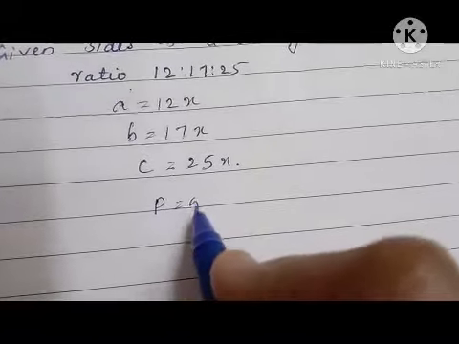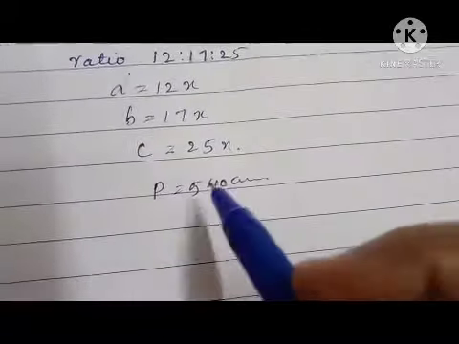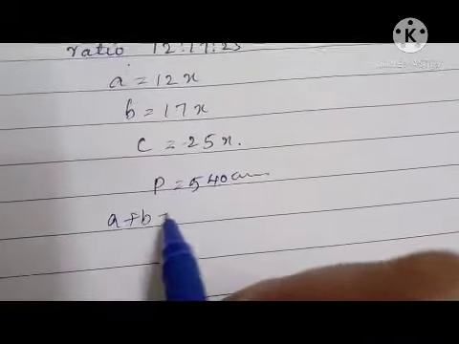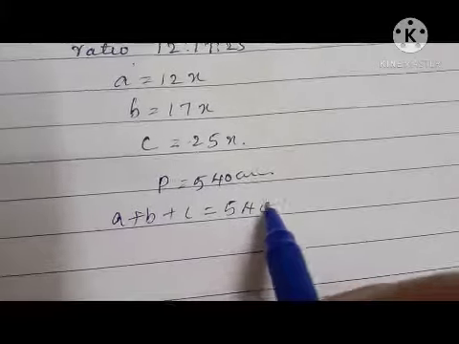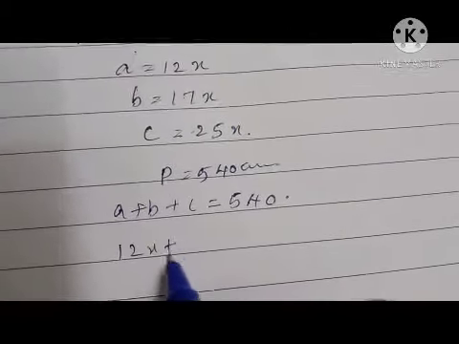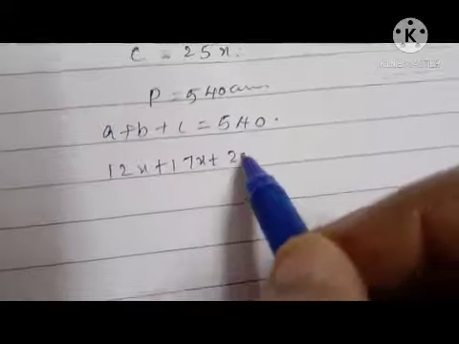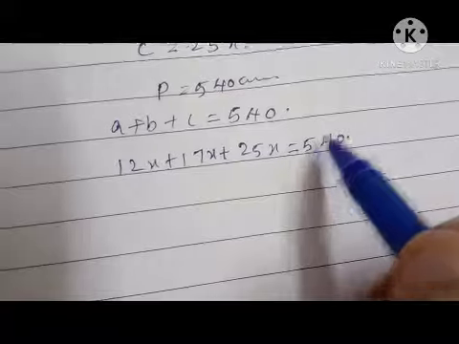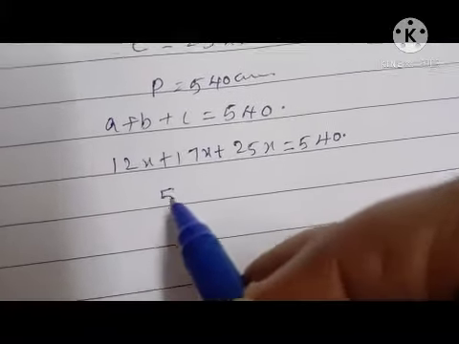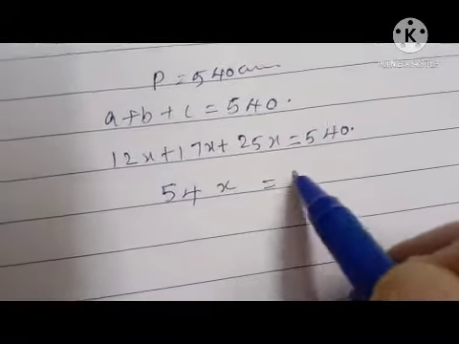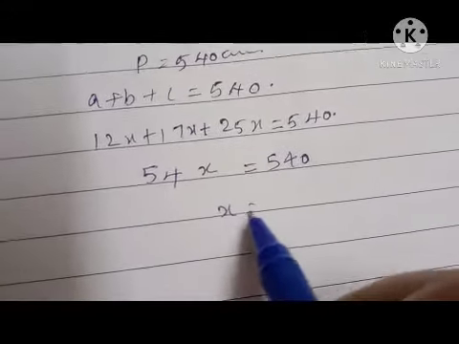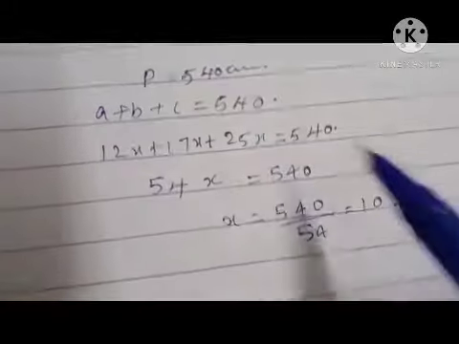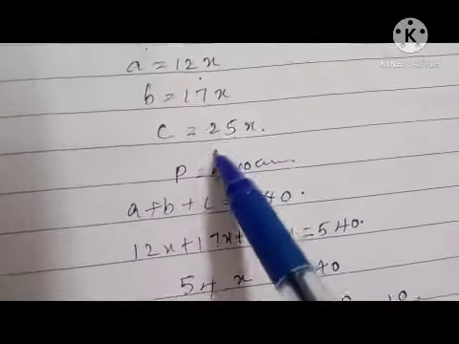Perimeter is given as 540 centimeter. Perimeter means what? Sum of these three sides. So a plus b plus c equal 540. So 12x plus 17x plus 25x equal 540. When we add these all, then what we will get? 54. So 54x equal 540. Then x equal 540 by 54. That is 10.